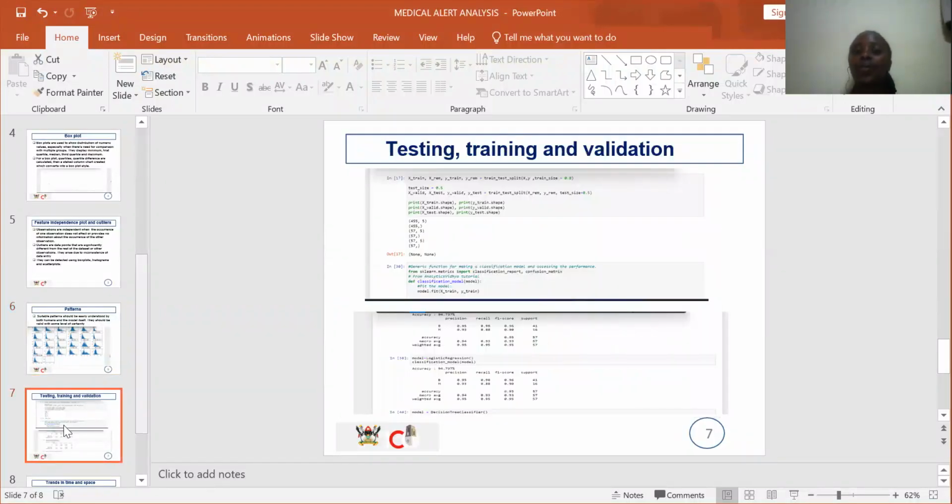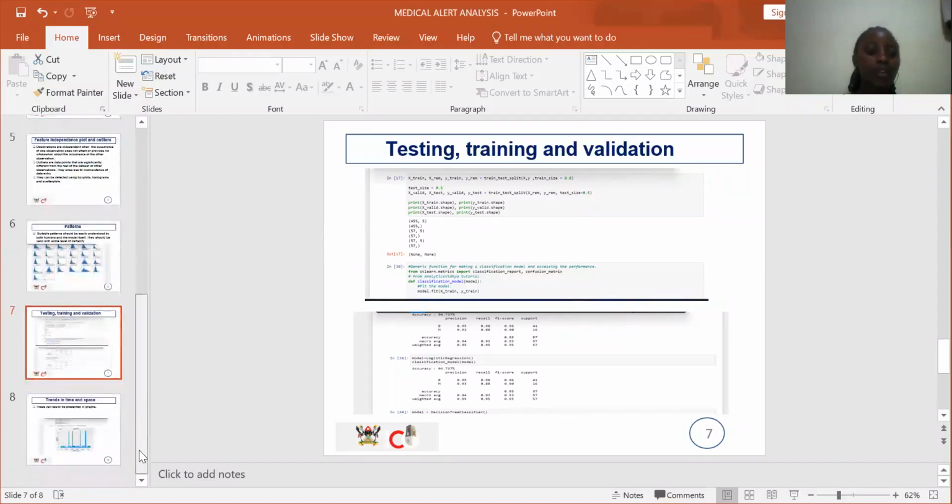So after that, I went into testing, training, and validation of my AI model. This is the code, which is in the notebook, and this is how it looks. I split my data into two parts, where one is going to be used for training, and the other one is going to be used for testing. And this is the code that I used.